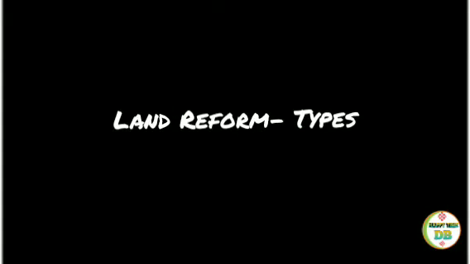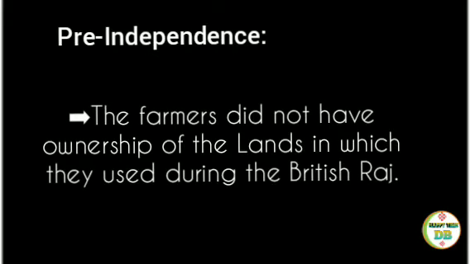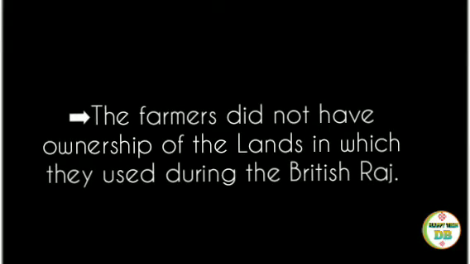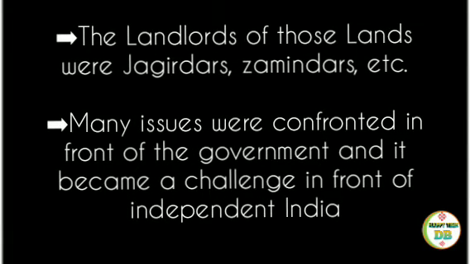Land reform types. Pre-independence, the farmers did not have ownership of the lands which they used during the British Raj. The landlords of those lands were jagirdars, zamindars, etc. Many issues were confronted by the government and it became a challenge for independent India.